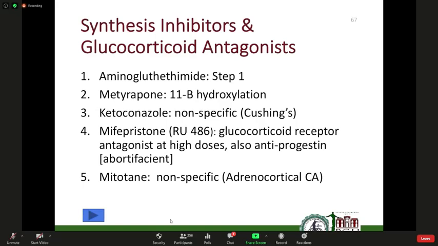Metyrapone is relatively more specific. Sa 11-beta hydroxylation siya nag-work. And it can be used as an adjunct in Cushing's disease.